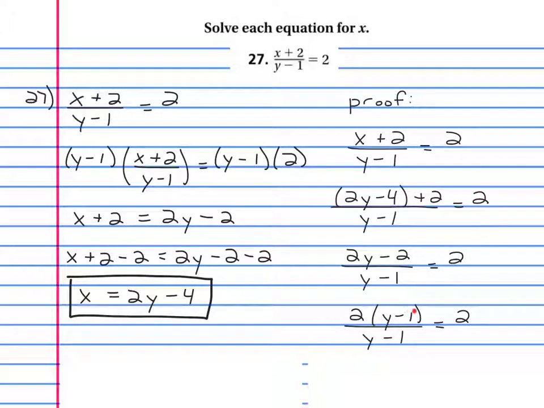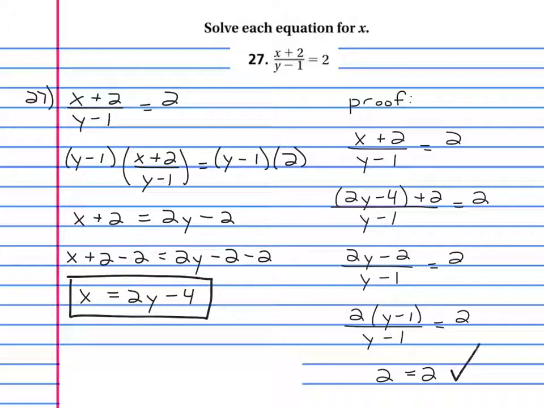Now you can see that y minus 1 and y minus 1 cancel out, leaving you just what? 2 equals 2. And that's proper proof because it worked. Check. Done.